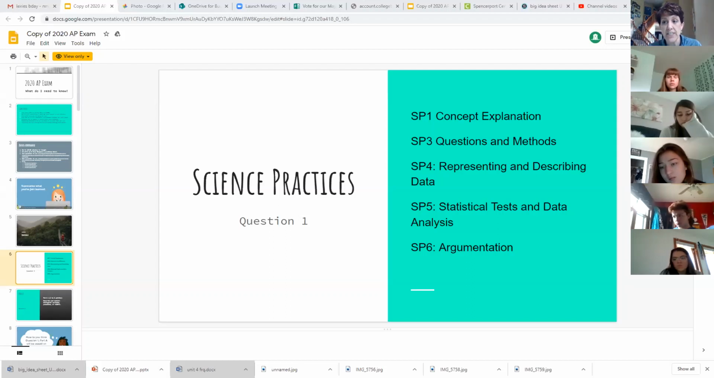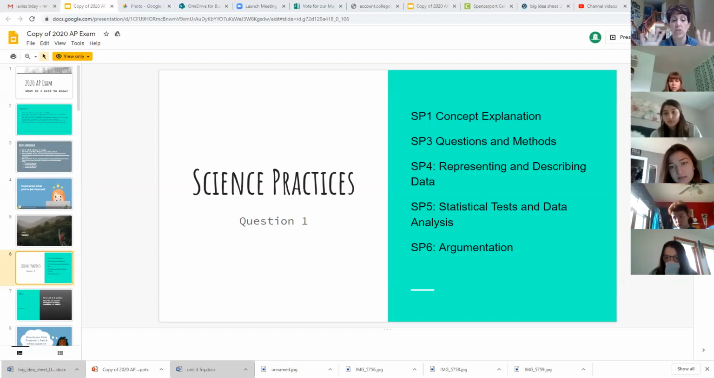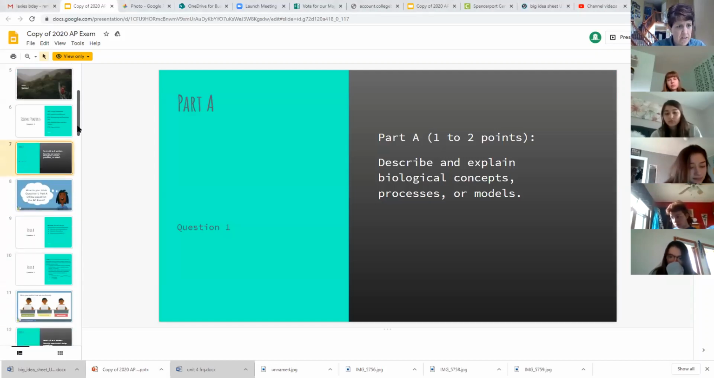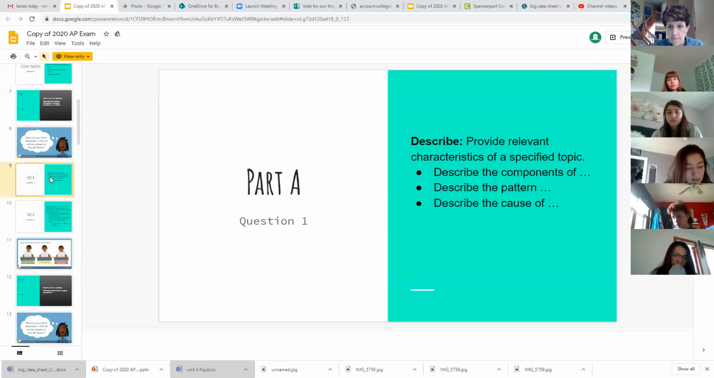And argumentation is you saying, okay, I think that this did prove what they hypothesized in their experiment because this is the data they got. So again, I really think the one that we go over today is just like this. All right, and then part A, okay, so he really went through every part, describing the process, providing relevant characteristics.